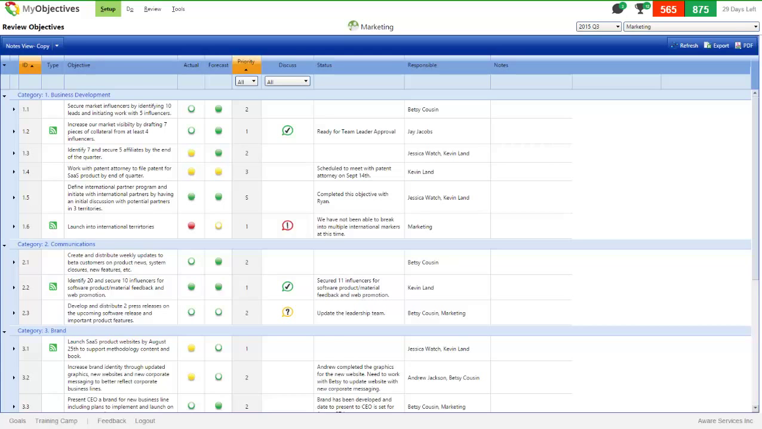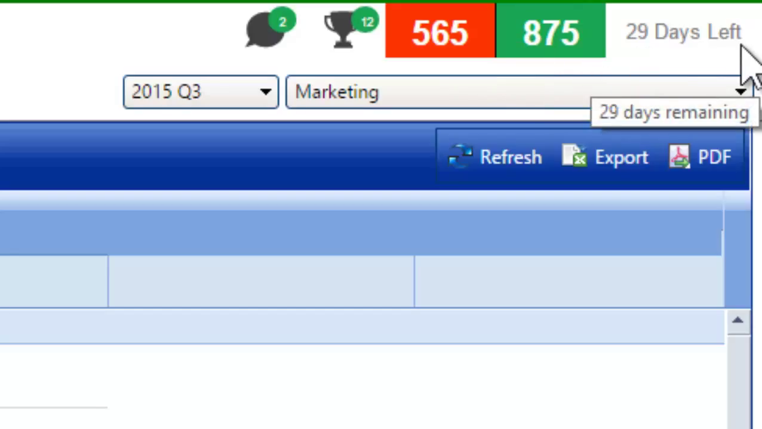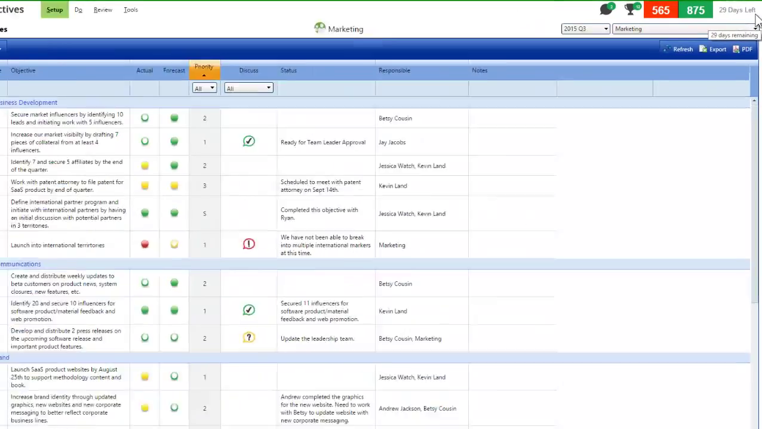So what we're looking at here in the overall screen is obviously the major performance area and conversation, as well as a summary in the top right-hand corner. In this case, we can see that there are a number of items open for discussion. We've so far won 12 badges for the work we've done, if you choose to turn on the badges capability. And currently we've earned 565 points against a forecast of 875. And we'll talk about where these numbers come from in a minute. And then finally, there are 29 days left in this particular game.